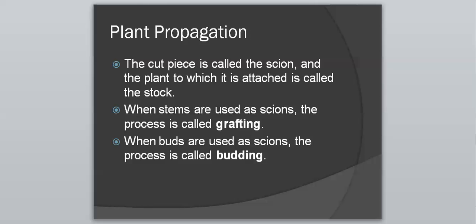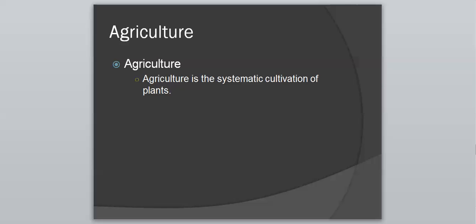When stems are used as our scions, the process is called grafting. So when the stem is the part that we cut away, it's called grafting. And when our buds are used as scions, the process is called budding. That's pretty simple. When we have a bud that's cut away and used to grow a new plant, it's called budding. And when we have a stem that we cut away, it is called grafting.